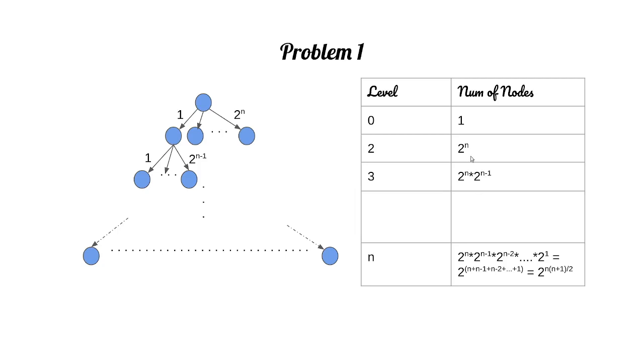So we just continue this calculation till the last level, which is level n. And on level n, if we continue the same calculation, we will get the number of nodes as 2 to power n multiplied by 2 to power n minus 1 multiplied by 2 to power n minus 2 and so on multiplied by 2 to power 1, which is equal to 2 to power n plus n minus 1 plus n minus 2 and so on, which is equal to 2 to power n into n plus 1 divided by 2.